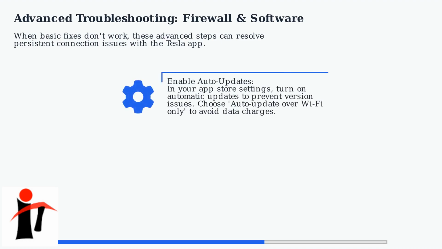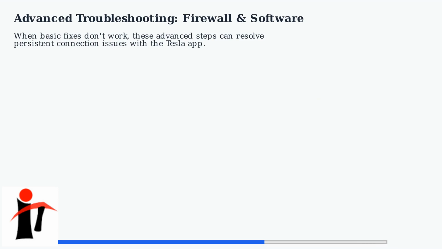Third, enable automatic updates in your App Store settings. This ensures the Tesla app stays current without manual intervention. Select the Wi-Fi only option to conserve mobile data. Auto updates prevent many connection errors by keeping the app compatible with Tesla's servers.